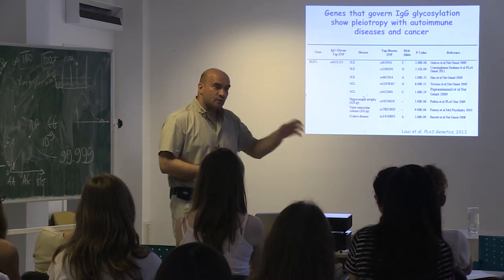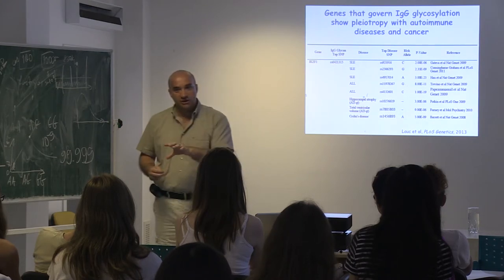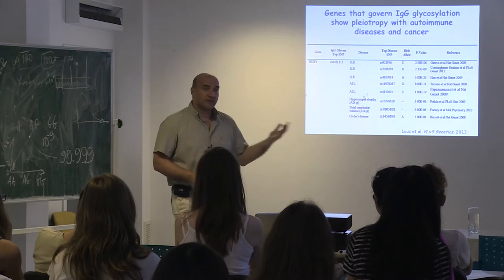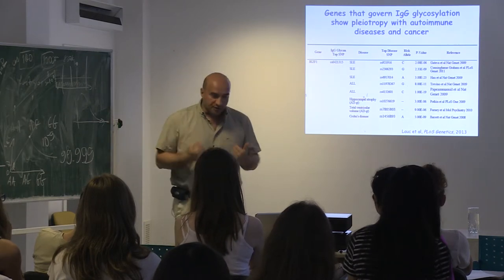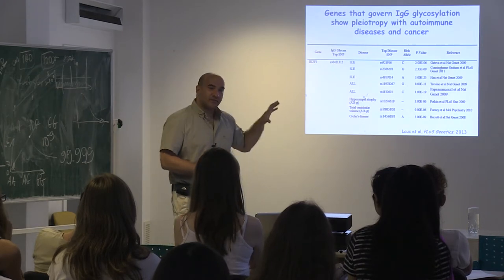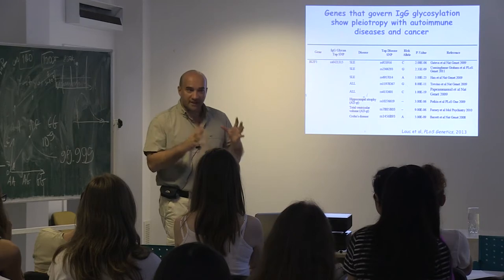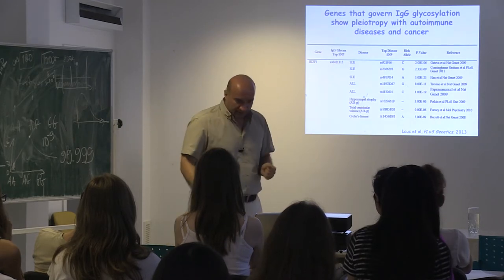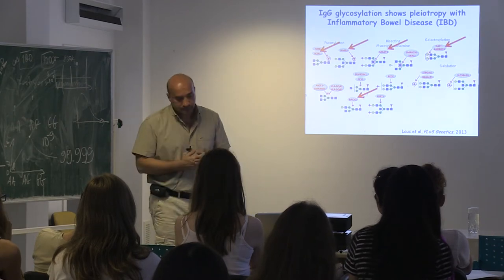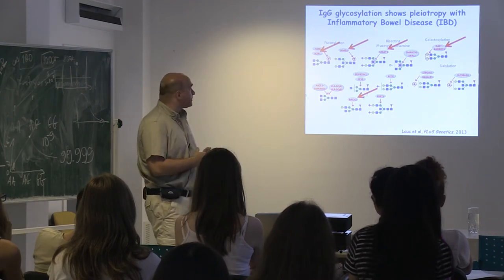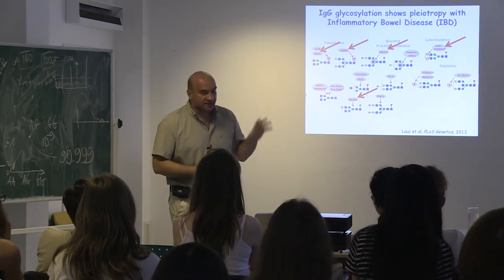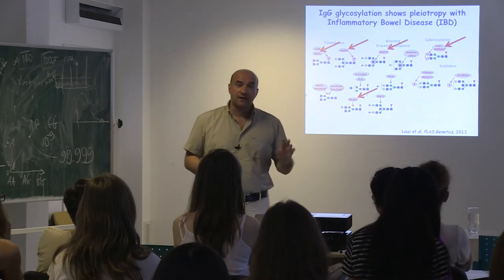So the genes which we now know are regulating IgG glycosylation are somehow making people more prone to develop different diseases. So what we think is that these genes actually affect diseases by regulating IgG glycosylation, because IgG is more or less important in all those diseases. And one of them, which is probably particularly interesting, was IBD, inflammatory bowel disease, because out of our 16 hits, 5 of them are also hits for IBD.